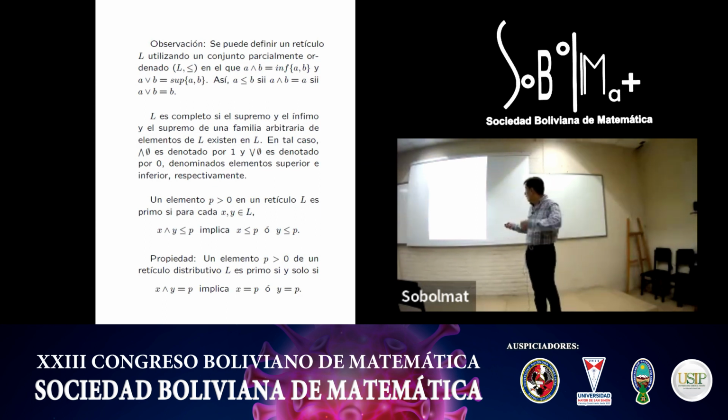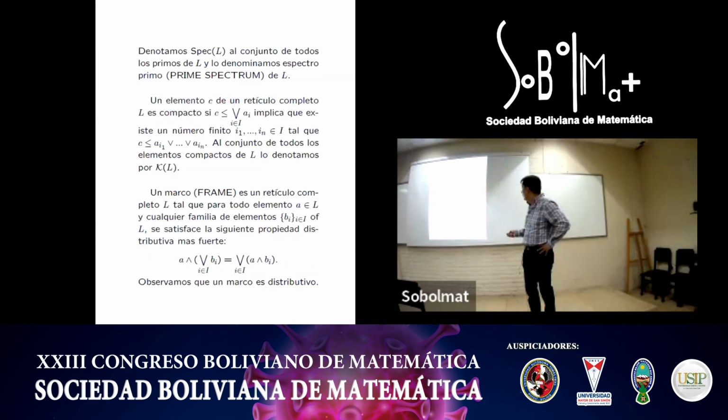So a prime is a non-bottom element P in a lattice L if this condition happens. That is, if X infimum Y is less than or equal to P, then X is less than or equal to P, or Y is less than or equal to P. This is a general definition. However, when we have a distributive lattice, this condition is equivalent to this one, which is sometimes easy to handle. All right. We know what a prime element is. We denote the set of all primes of the lattice L by Spec of L, and it's called the prime spectrum of L.